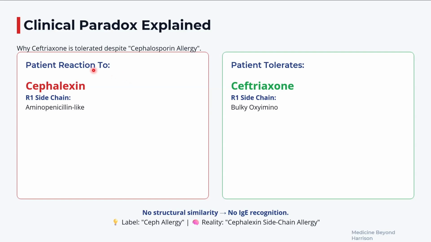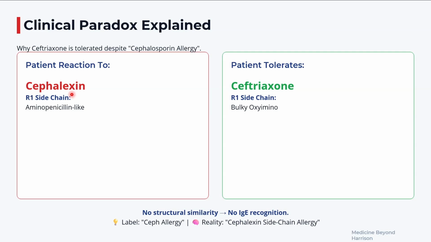The clinical paradox: why is ceftriaxone tolerated despite a cephalosporin allergy? Most cephalosporin allergies are not equal to ceftriaxone allergy. Ceftriaxone is again a different kind of cephalosporin, a unique group of drugs that we have already discussed in the third generation cephalosporin module. Most cephalosporins are given at least twice a day. Ceftriaxone can be given once a day due to high protein binding, and also because of its R chain, it is a bulky oxyimino side chain.